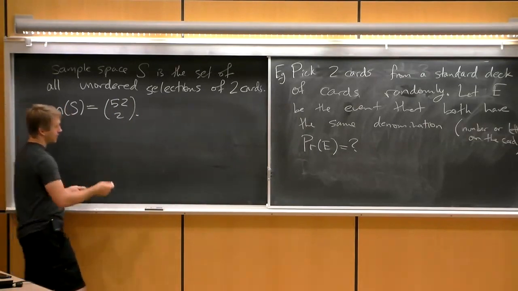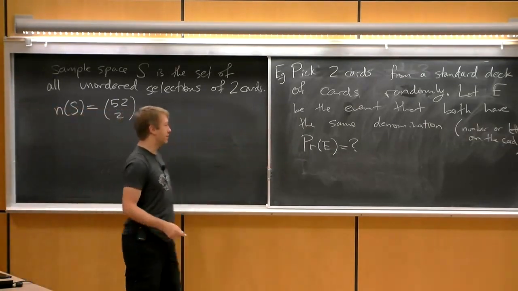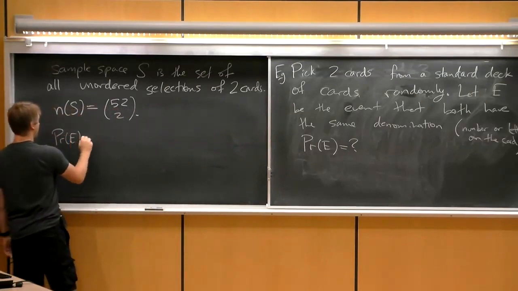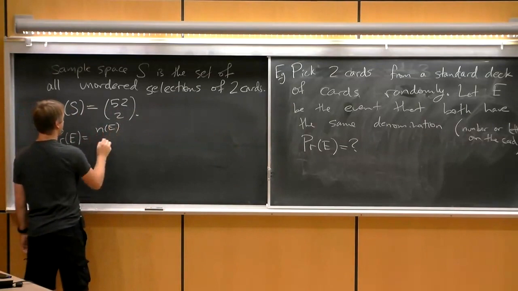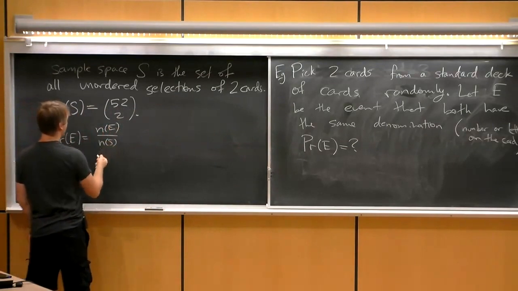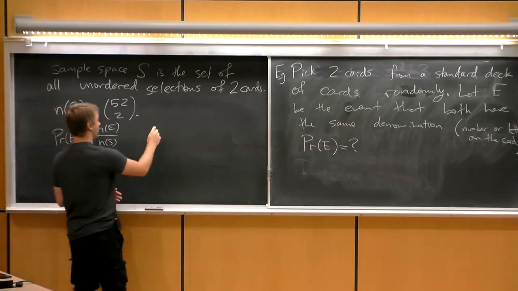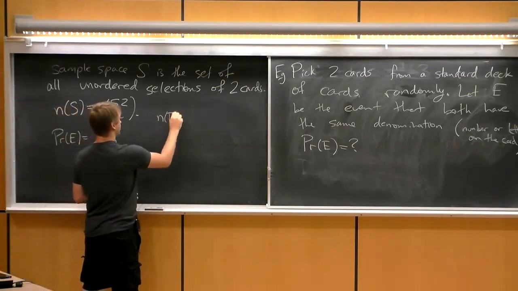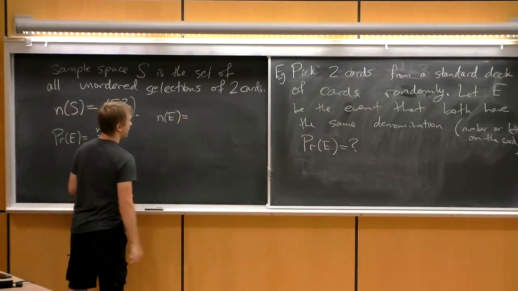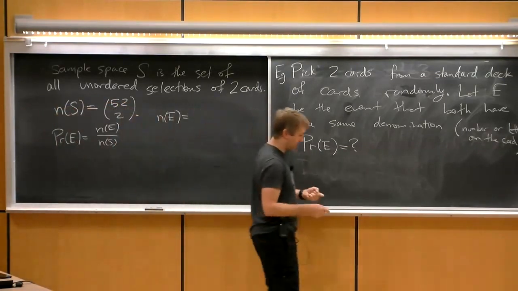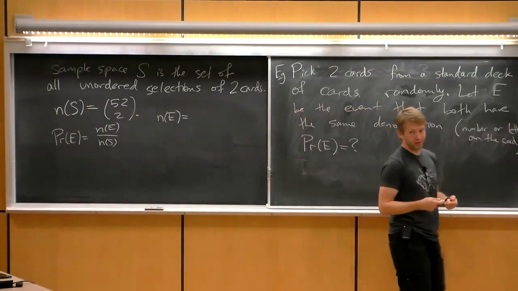Now, since we're dealing with equally likely outcomes, the probability of E is n of E divided by n of S. I've already computed n of S. I just need to compute n of E. So the question is now, how many ways are there to pick two cards of the same denomination?